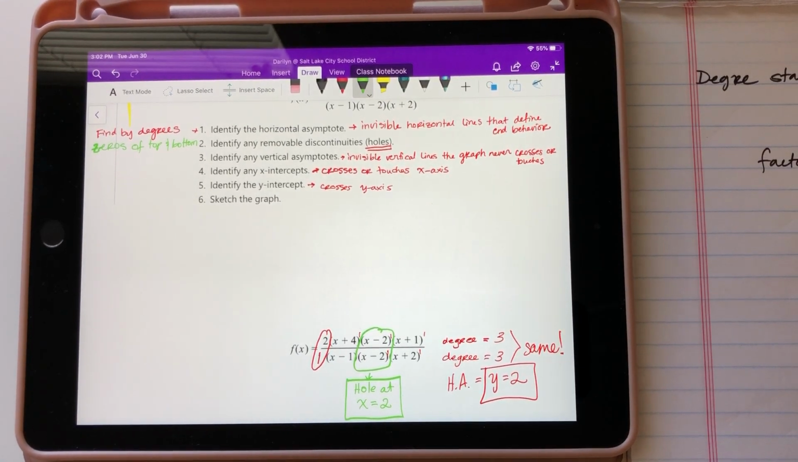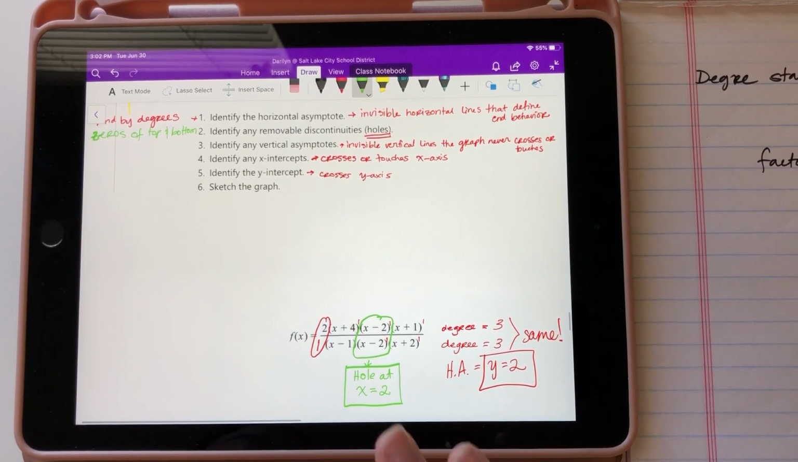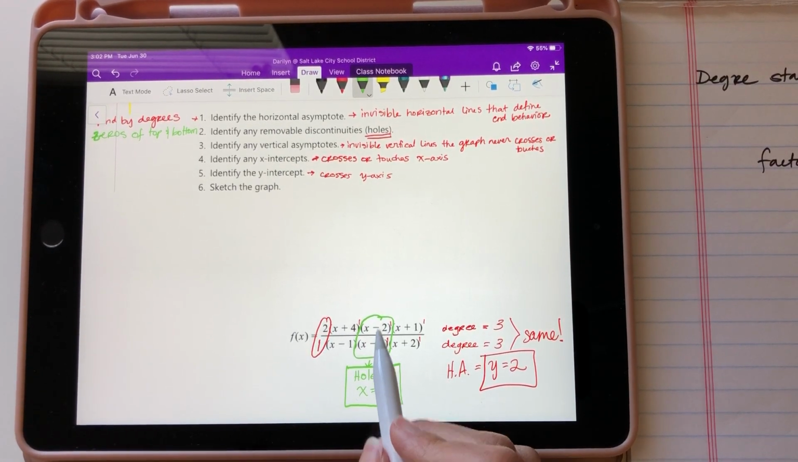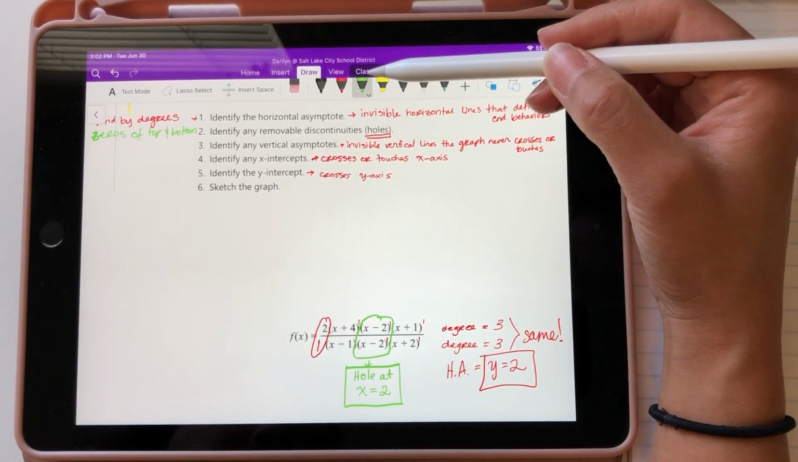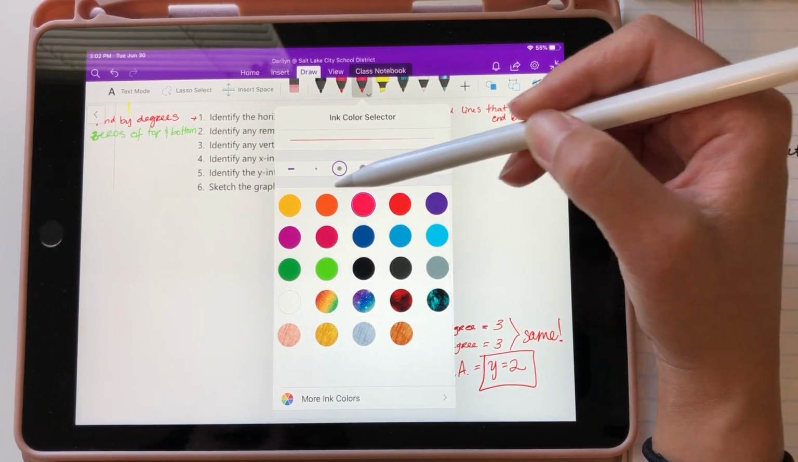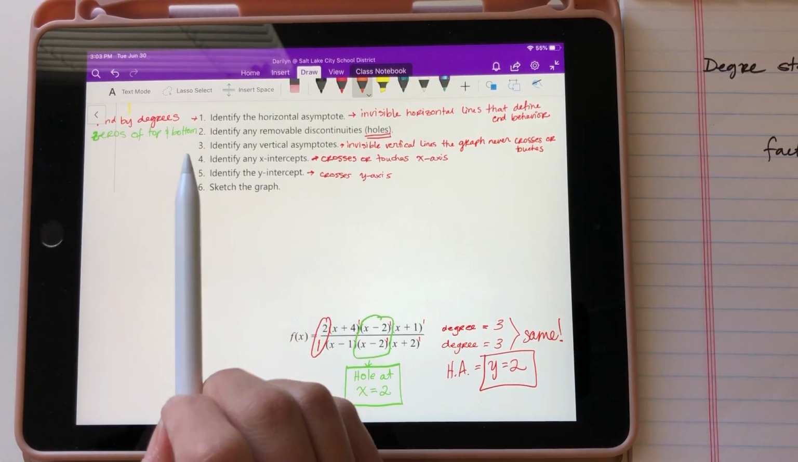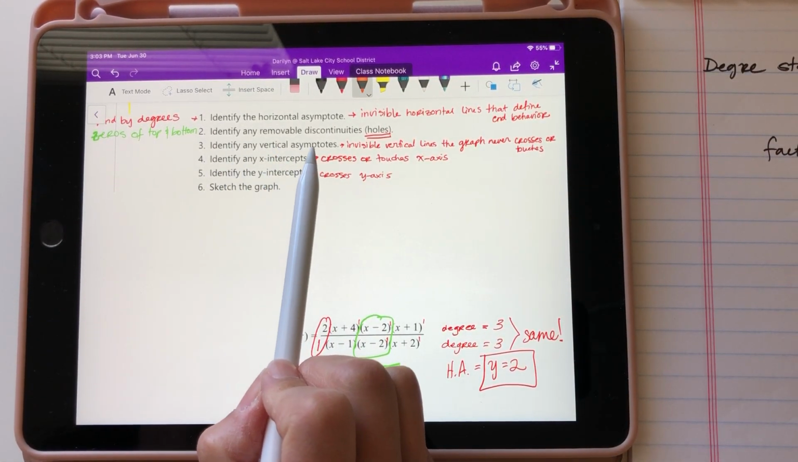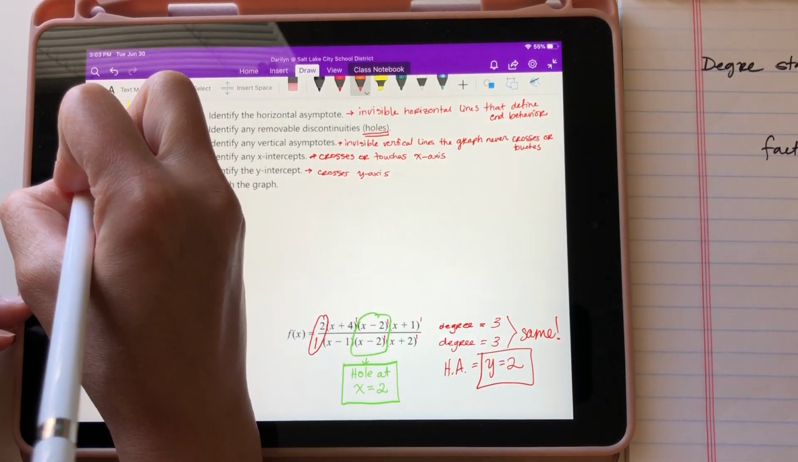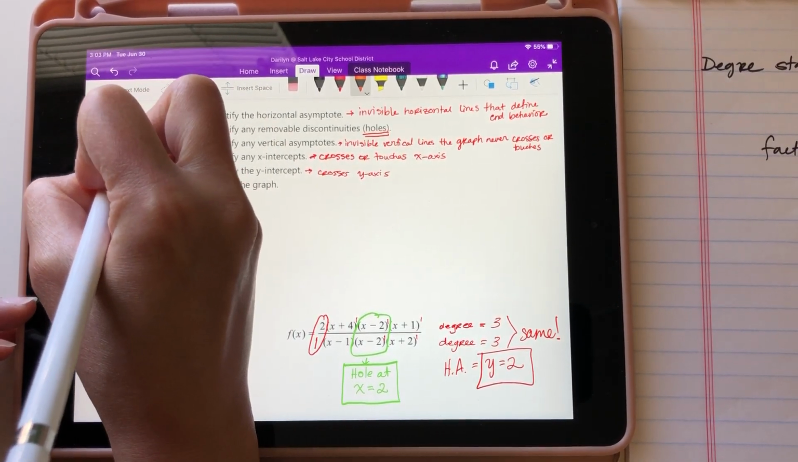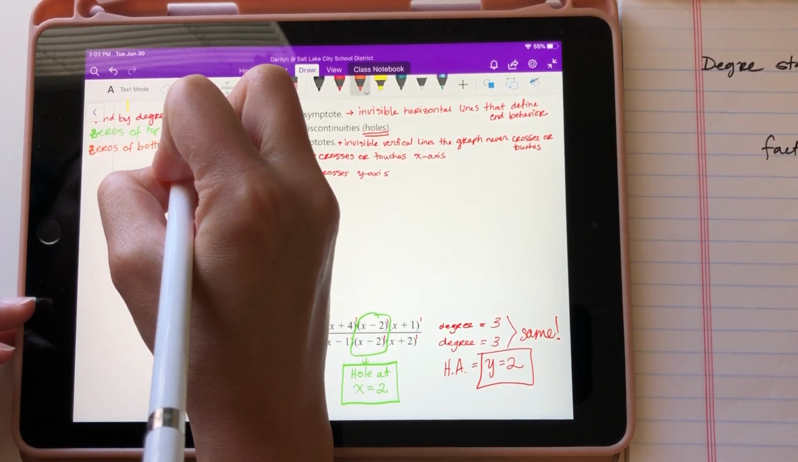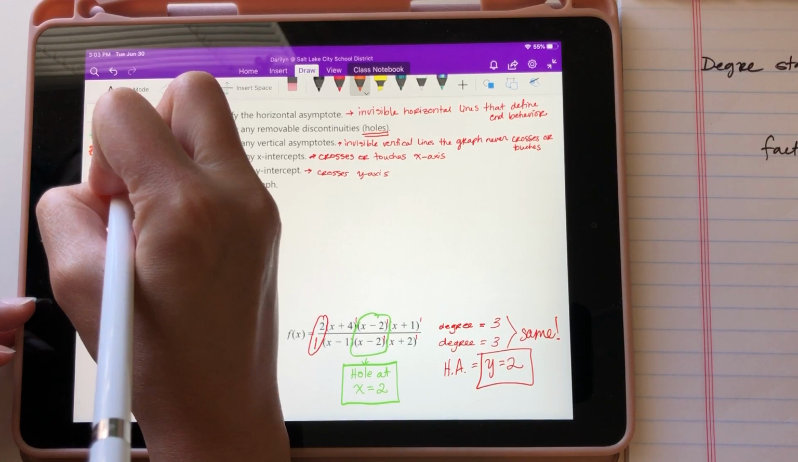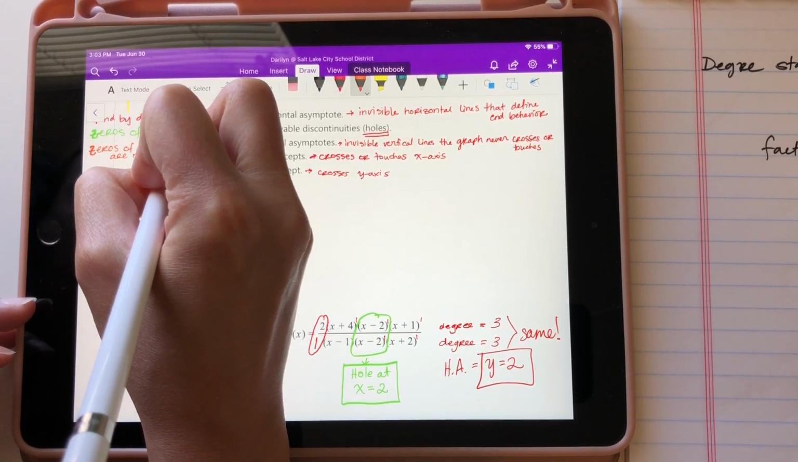So that's my hole. Not every graph is going to have a hole. Just letting you know, okay? So just be aware, if there's nothing shared in the top and the bottom, it just doesn't have a hole. It's no big deal. All right, moving on. Let's use orange, how about? Moving on, identify vertical asymptotes. So vertical asymptotes are zeros of the bottom that are not holes.